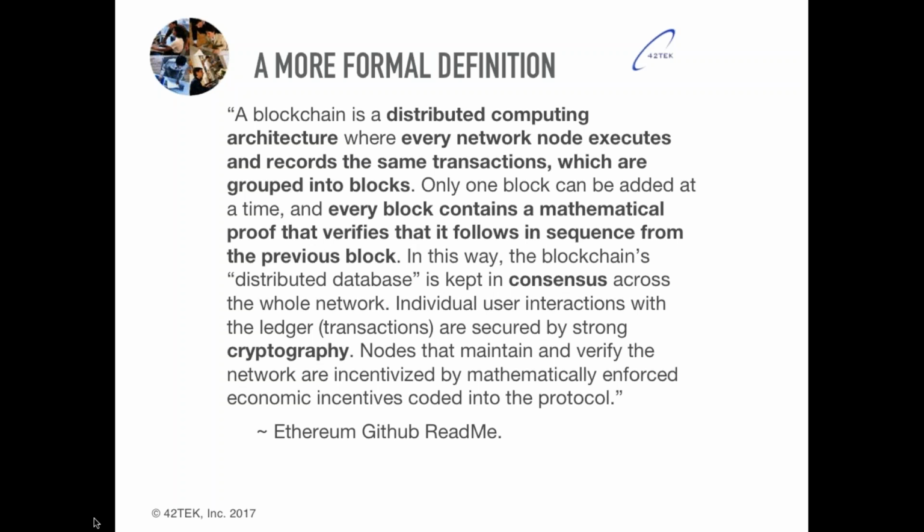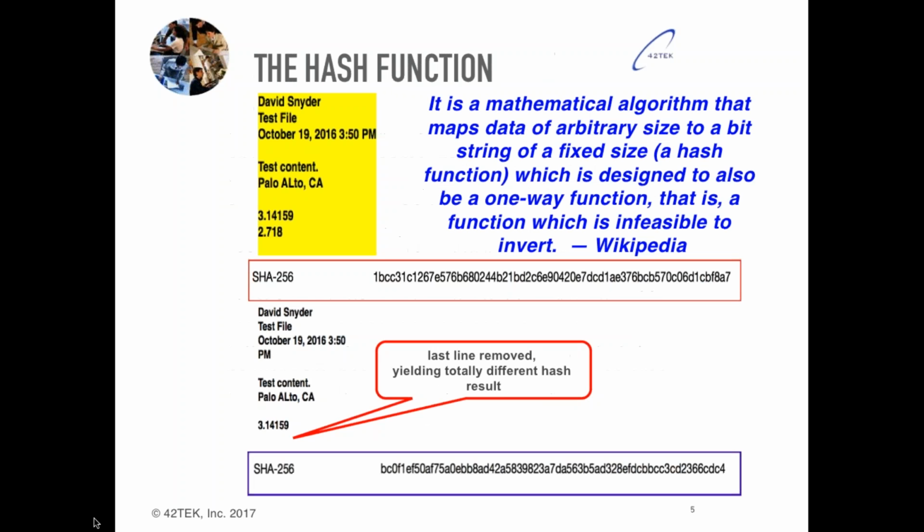Or I should say that the proof of the consensus, which is the next thing, that's the part that is not always done the same. The consensus across the whole network is maintained, and individual user interactions with the ledger are secured by strong cryptography. And here, the nodes that maintain and verify the network are incentivized by mathematically enforced economic incentives coded into the protocol. That's certainly a Bitcoin and Ethereum thing.